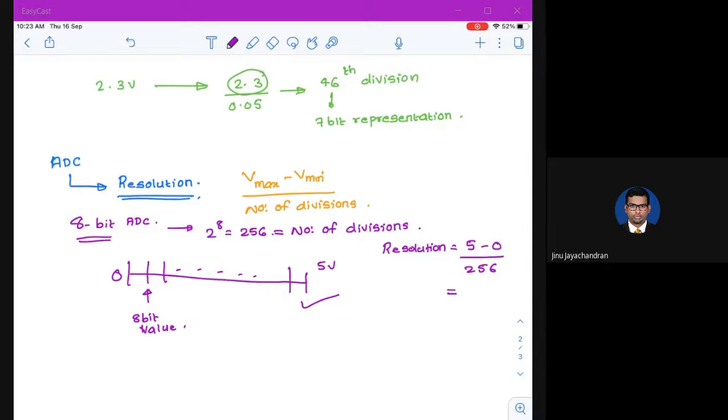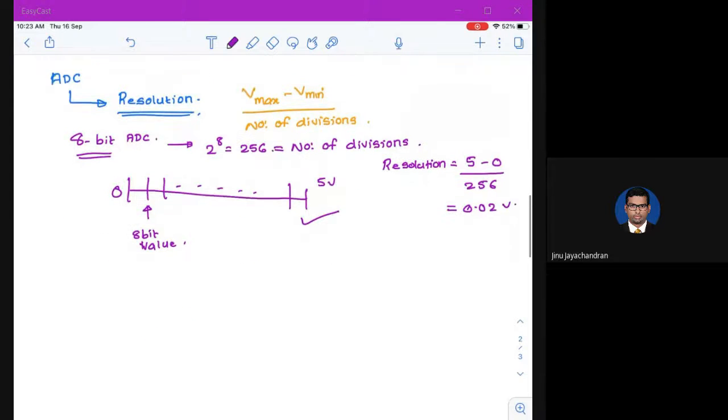Okay, I think this will come around 0.02 volt or something like that. So that is the resolution. Now, if you have a 16-bit ADC, the number of divisions is equal to 2 raised to 16, that is 65536.